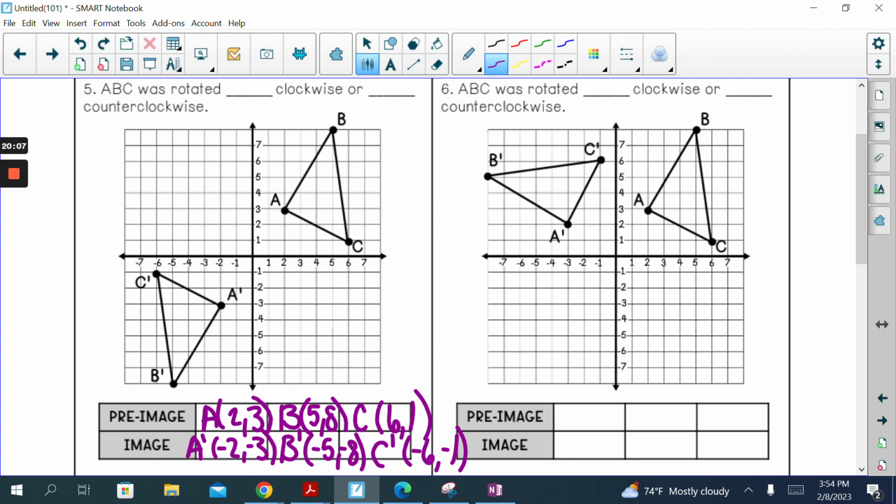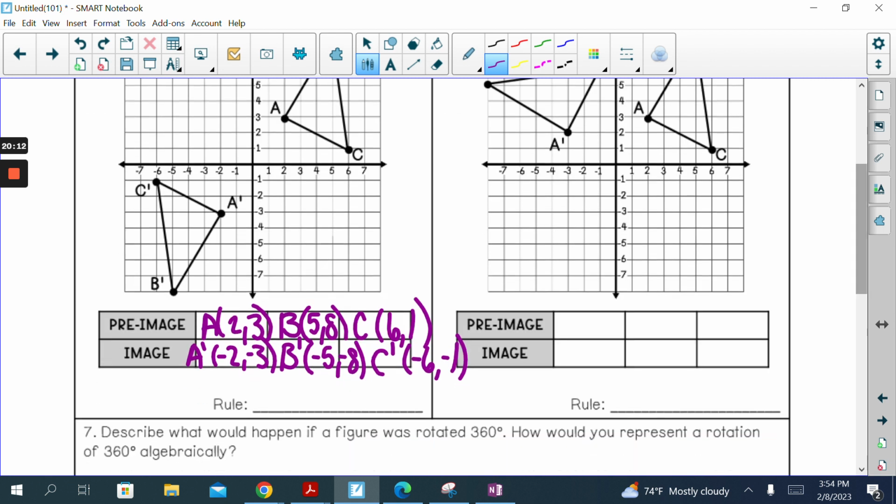Got an answer? Alright, so if you said that A and B, you have XY, if XY stay in the same location, but they both switch signs, then you were correct.